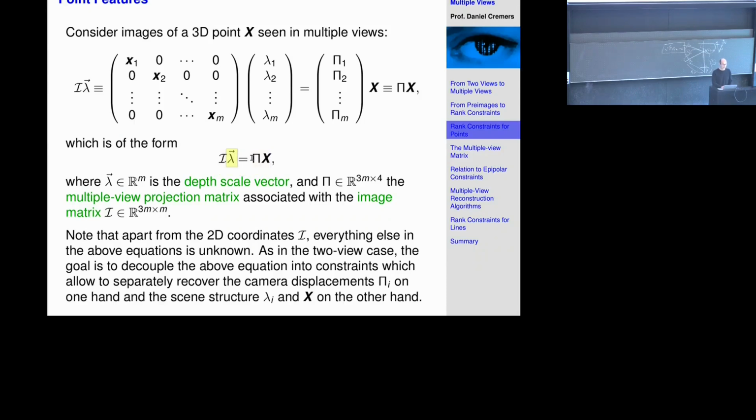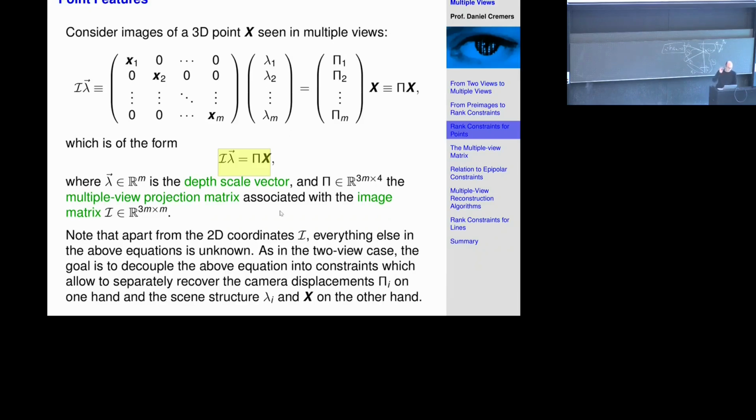This is the unknown, but then also keep in mind the projection matrices are also unknown. So this is again an equation that looks linear, but it's not, because the only thing that's known really is the 2D coordinates. That is known. All the other things are unknown. I don't know the 3D coordinate vector, I don't know the camera transformations in the projections, and I don't know the scale parameters, the distance of that point from camera 1, camera 2, and camera 3. So all of these, I don't know.